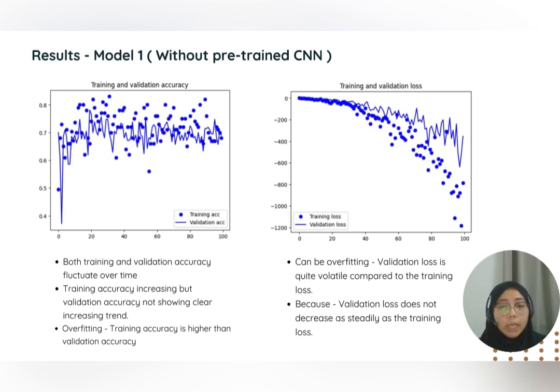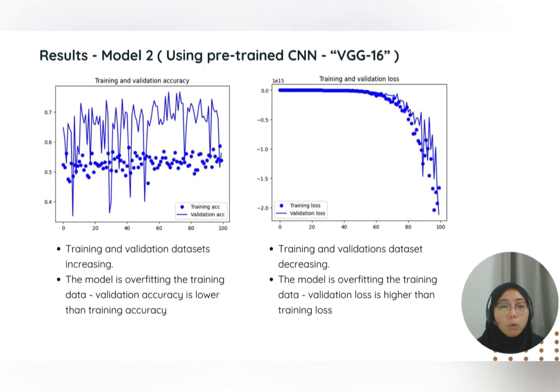So the graph can be overfitting, as the validation loss we can see is quite volatile compared to the training loss. This is because the validation loss does not decrease as steadily as the training loss. Model 2 result is based on the training where we use a pre-trained CNN model, which is VGG16.